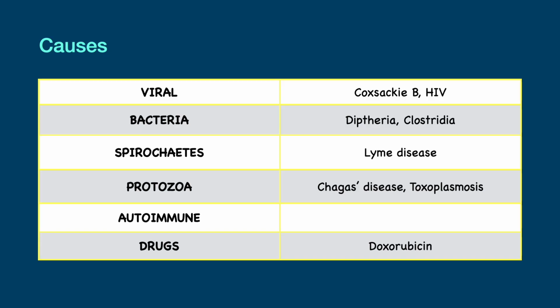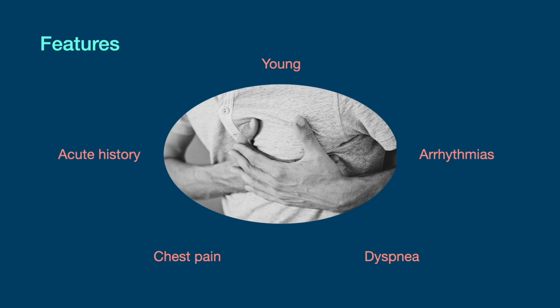diphtheria, Clostridium, spirochetes such as Lyme disease, protozoal infections such as Chagas disease, toxoplasmosis, autoimmune causes, as well as drugs such as doxorubicin. When we look at the presentation, usually this occurs in young patients with an acute history of chest pain, dyspnea, and arrhythmias.